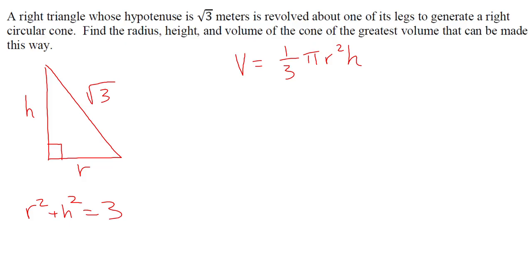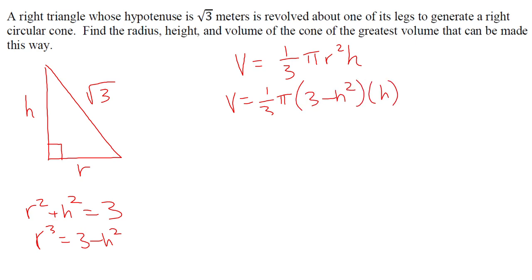And so it actually looks like the easiest way to do this is to go ahead and solve for r squared. r squared is just equal to 3 minus h squared. So our volume should be 1/3 of pi times 3 minus h squared times h, which is just going to give us volume is 1/3 of pi times 3h minus h cubed.